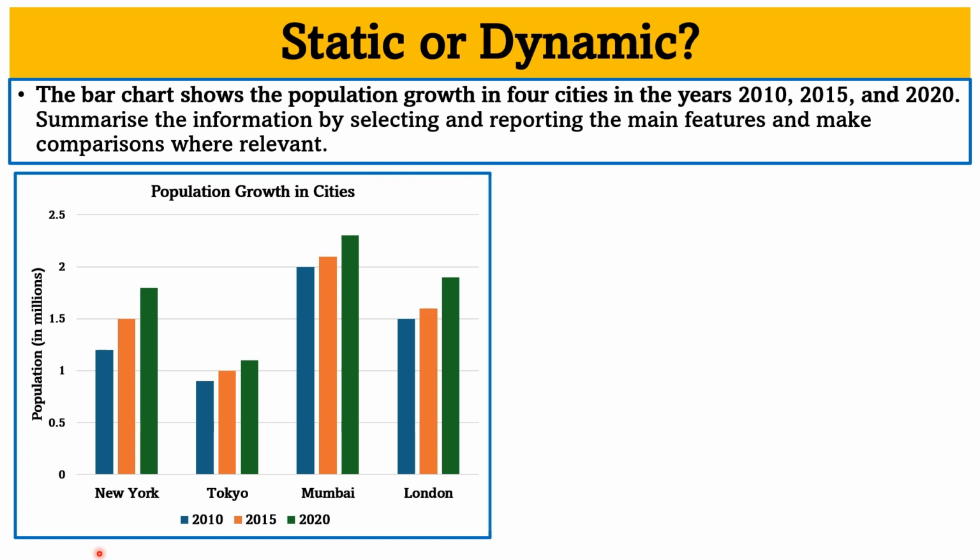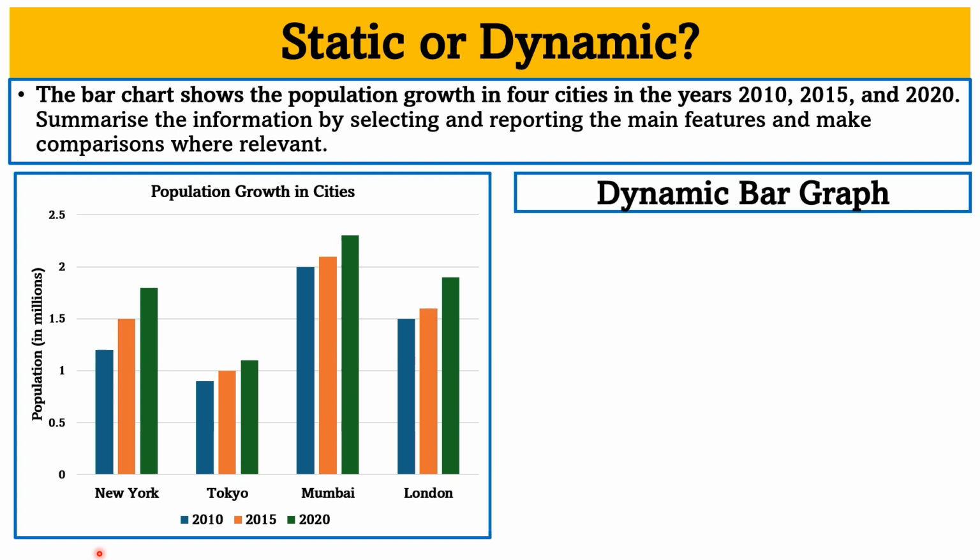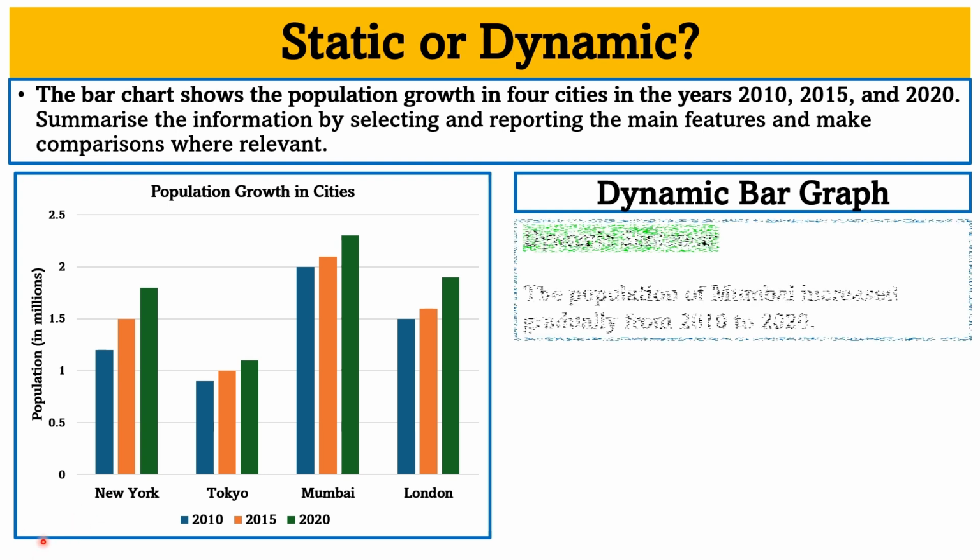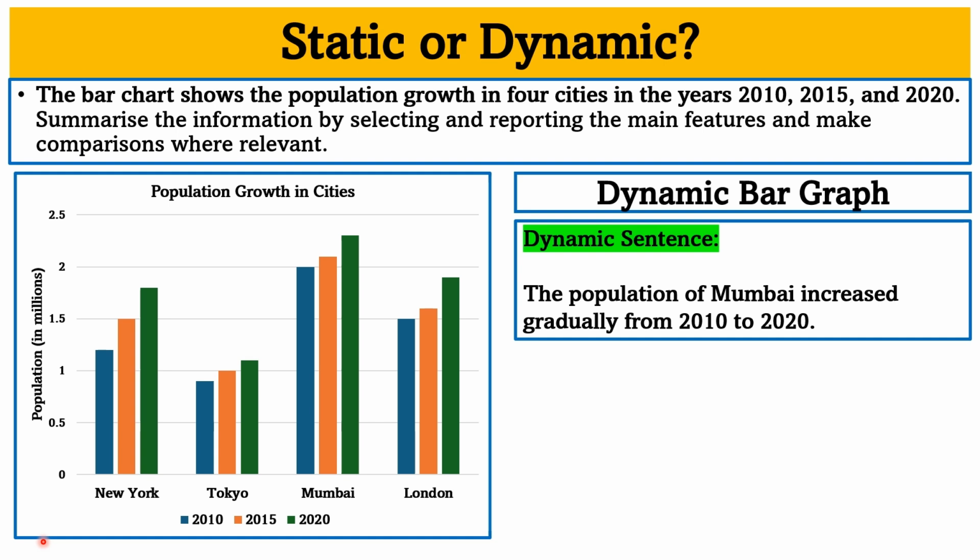What do you think? Is it static or dynamic? Yes, it's dynamic because it shows how the population in New York, Tokyo, Mumbai, and London changed across 3 time points: 2010, 2015, and 2020. So we describe the changes. For example, the population of Mumbai increased gradually from 2010 to 2020.